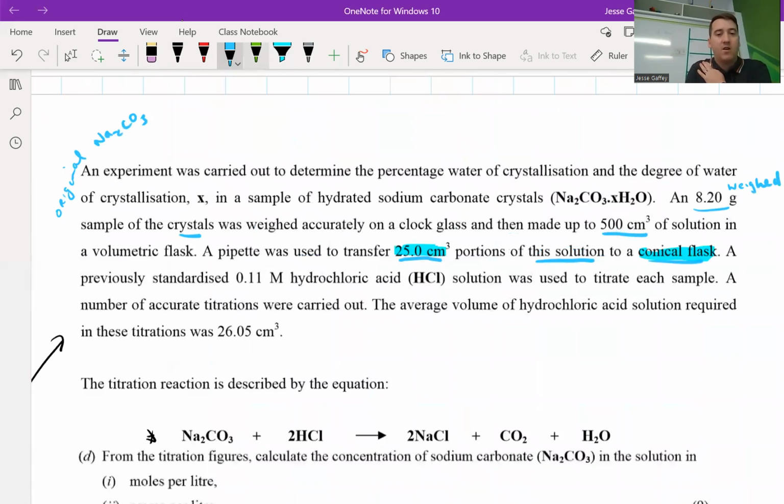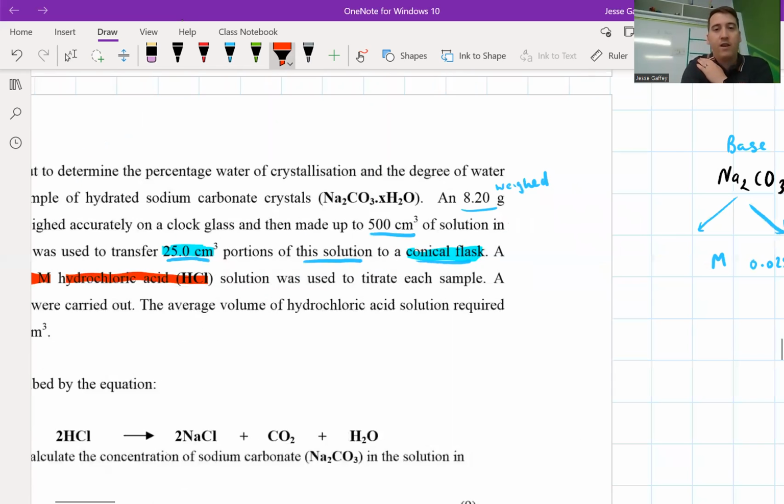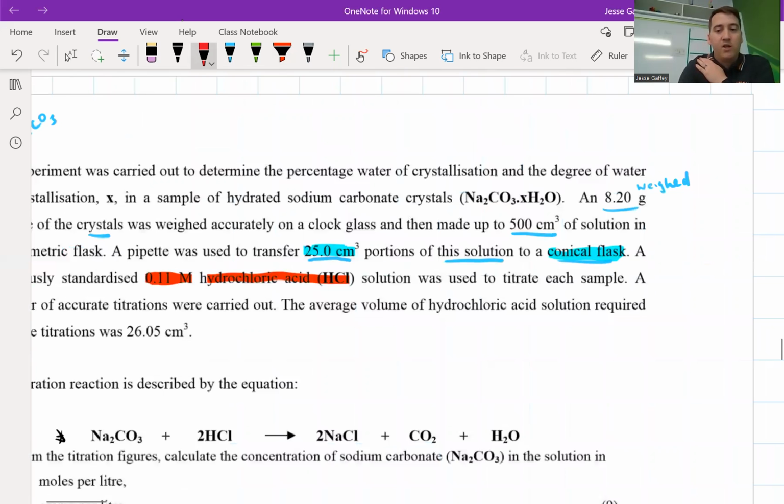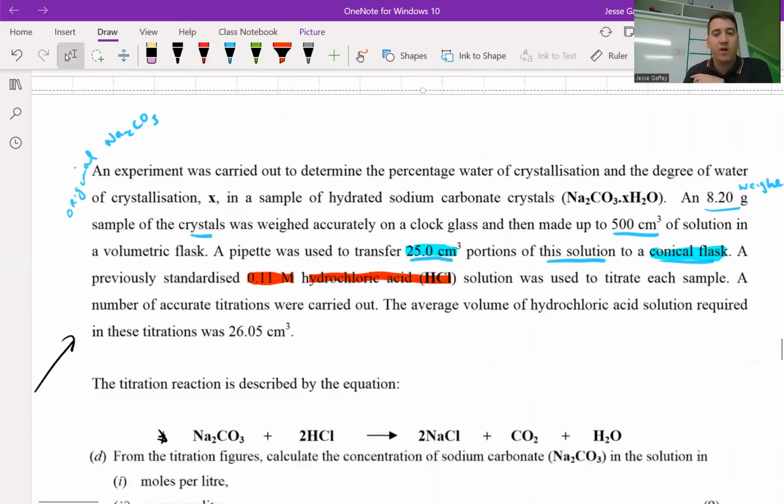A previously standardized 0.11 molar solution of hydrochloric acid. So there's information, look, we have a 0.11 molar solution and that's of the hydrochloric acid. Let's go back over here and fill that in. This is 0.11 molar. Was used to titrate each sample. A number of accurate titrations were carried out, and the average volume of the HCl. So here's where we're going to find our numbers of liters of HCl per titration.